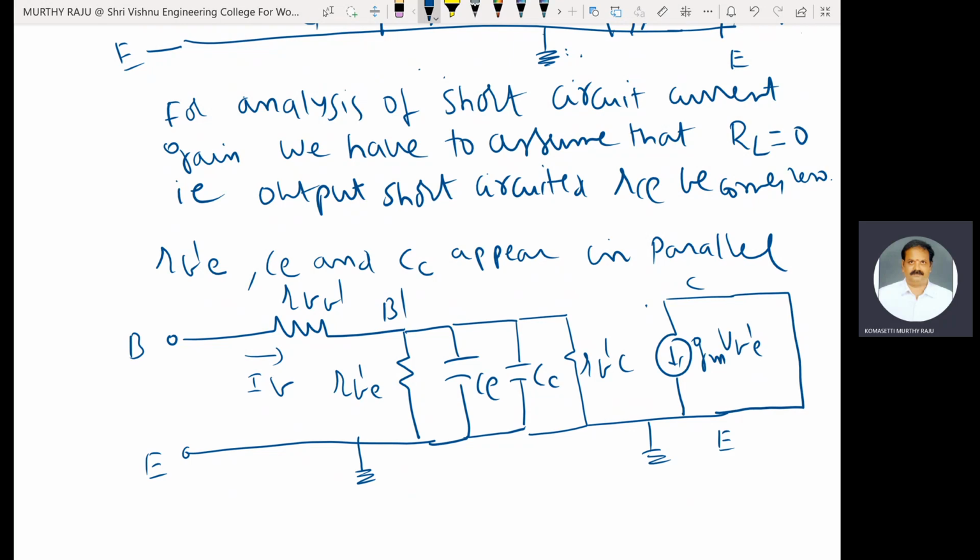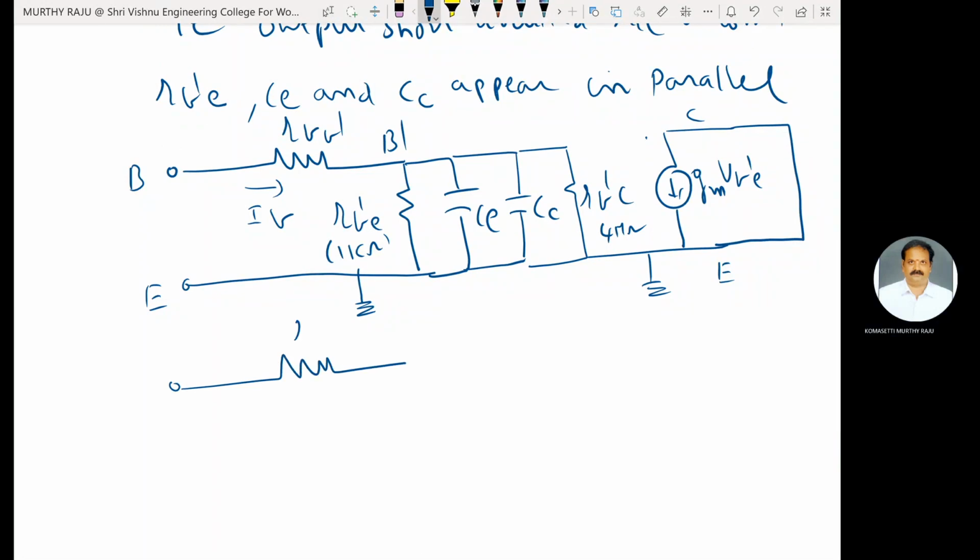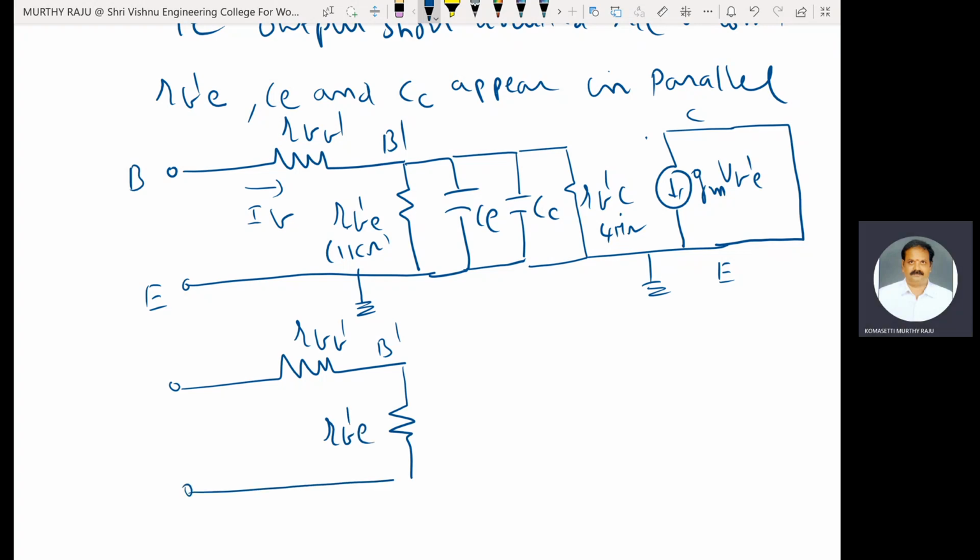The value of RB'E is some standard value, about 1 kilo ohm, and the RB'C value is 4 mega ohm. 1 kilo ohm and 4 mega ohm are connected in parallel, therefore it is approximately equal to the low value, that is RB'E. Finally, the simplified circuit diagram is RBB' followed by RB'E connected in parallel with CE and CC. CE and CC are connected in parallel, therefore the total equivalent capacitance is CE plus CC.